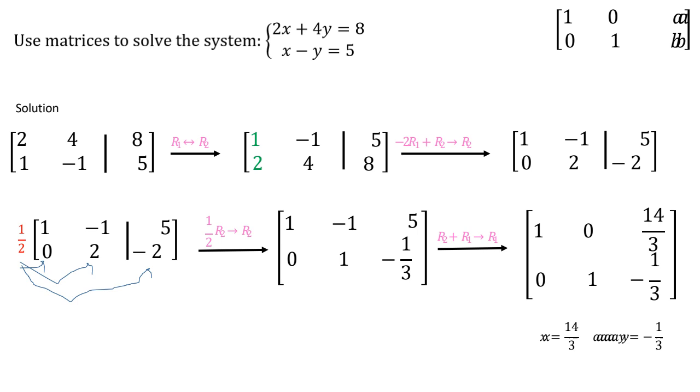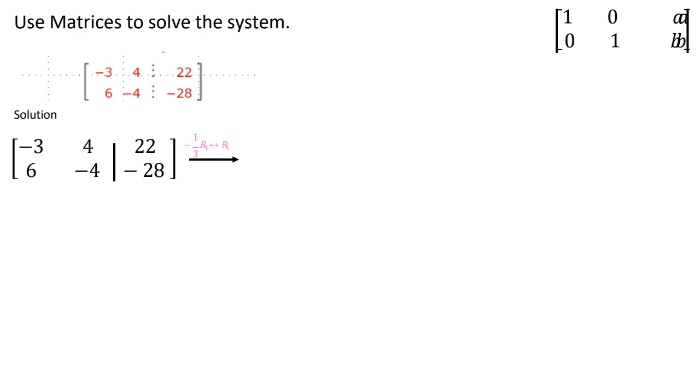Okay, I think I have time for one more example. Let's do one more, okay? So let's go ahead and use matrices to solve this one. Use matrices to solve negative 3, 4, 6, negative 4, equal to 22 and negative 28. Again, our goal is here on the right hand side. I want to make the left side be my identity, 1, 0, 0, 1.